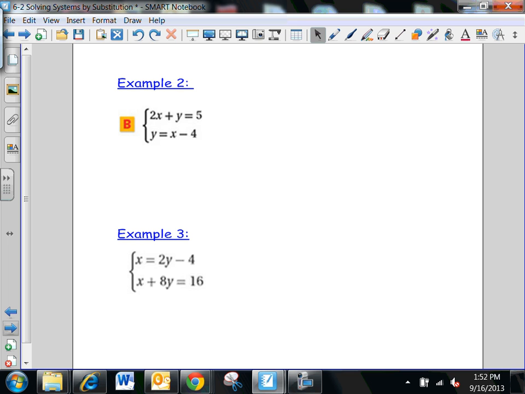So let's do two more examples. If you've done this before and you understand it, I want you to pause it and do the examples on your own and see if you get them right. If not, then you can just watch and follow along.